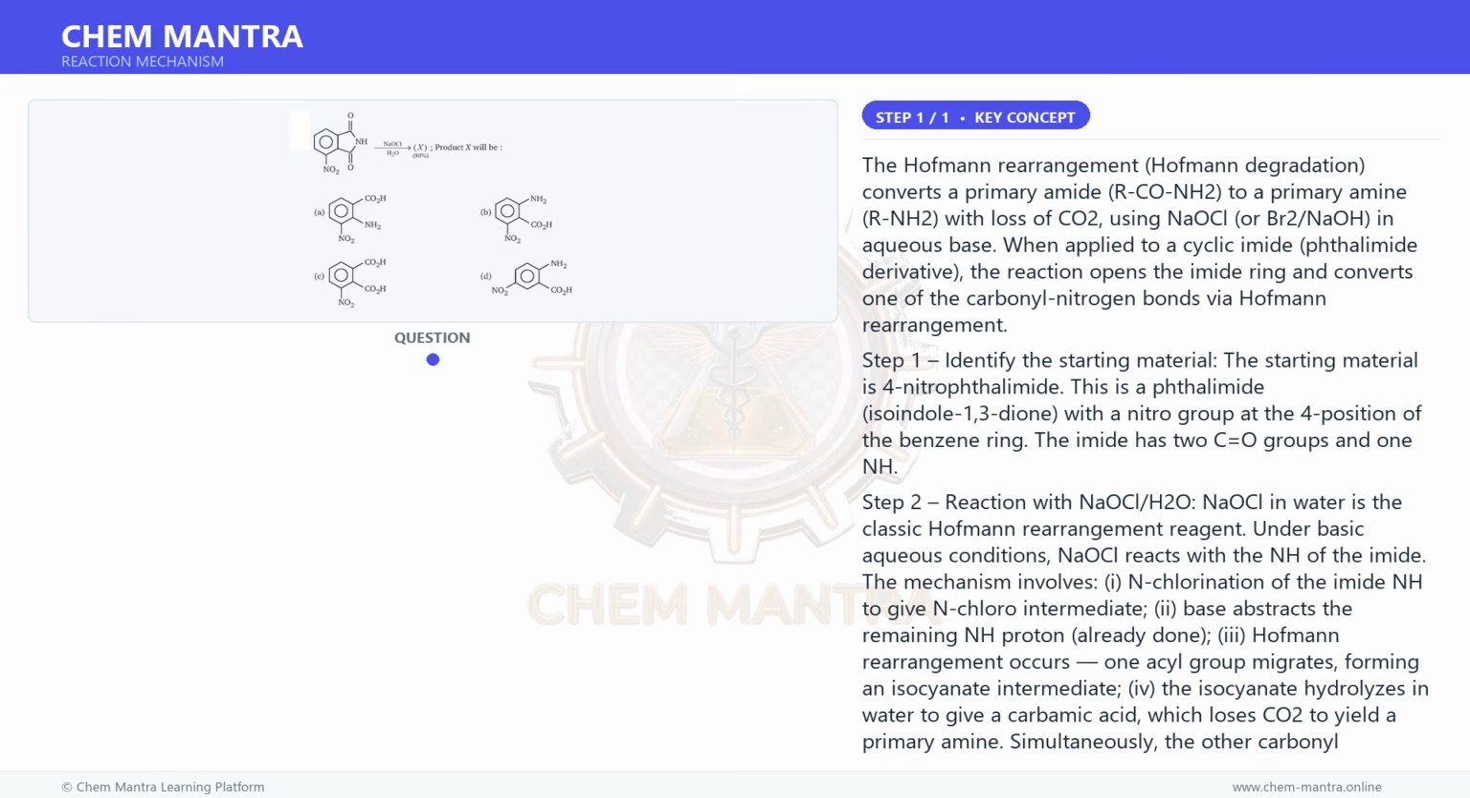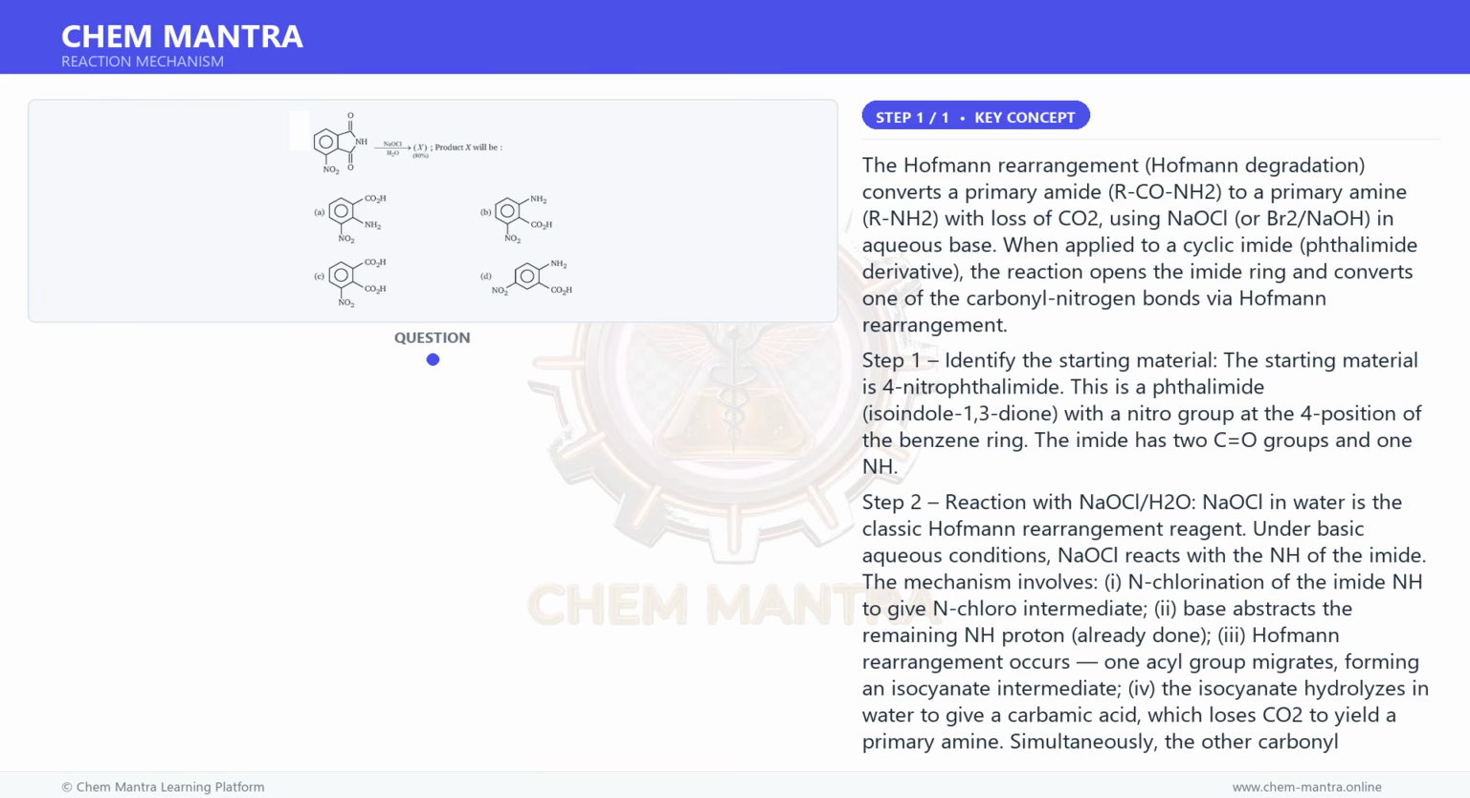2. Base abstracts the remaining NH proton, already done. 3. Hofmann rearrangement occurs. One acyl group migrates, forming an isocyanate intermediate. 4. The isocyanate hydrolyzes in water to give a carbamic acid, which loses CO2 to yield a primary amine. Simultaneously, the other carbonyl, as an acid, remains as a carboxylic acid after ring opening.